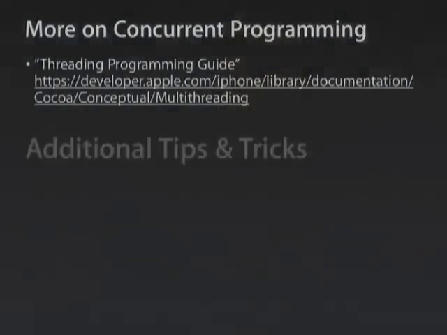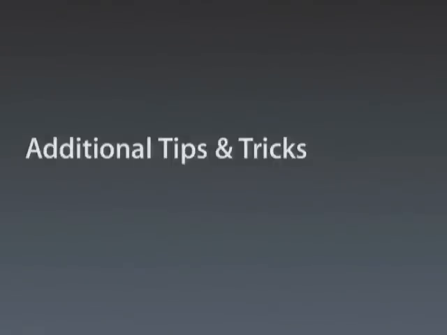Okay. The last thing I want to get into, with the last 10 minutes we have here, is, if you want to learn more about concurrency, click on this link. The last thing I want to talk about are just some general tips and tricks. We've talked about two major things with regards to performance: memory management and concurrency. But there's a lot of little things that you should know about in your application if you want to be a good memory citizen on the phone.